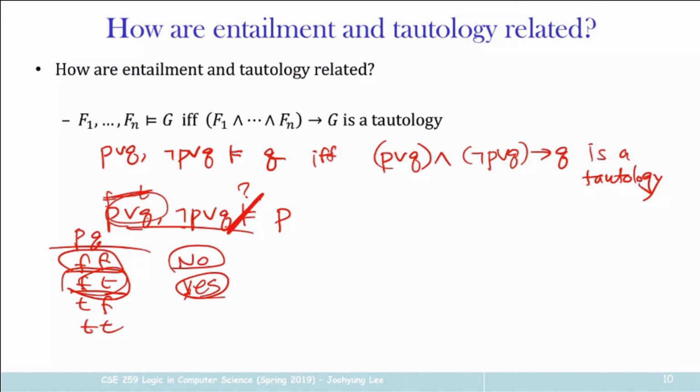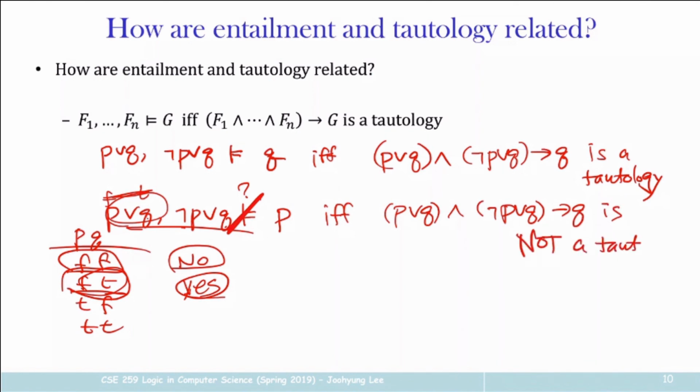Okay? And same way, you can see that it's not a tautology. How do you know that? Apply the same interpretation. P is false, Q is true, and you will see that this formula is not true.